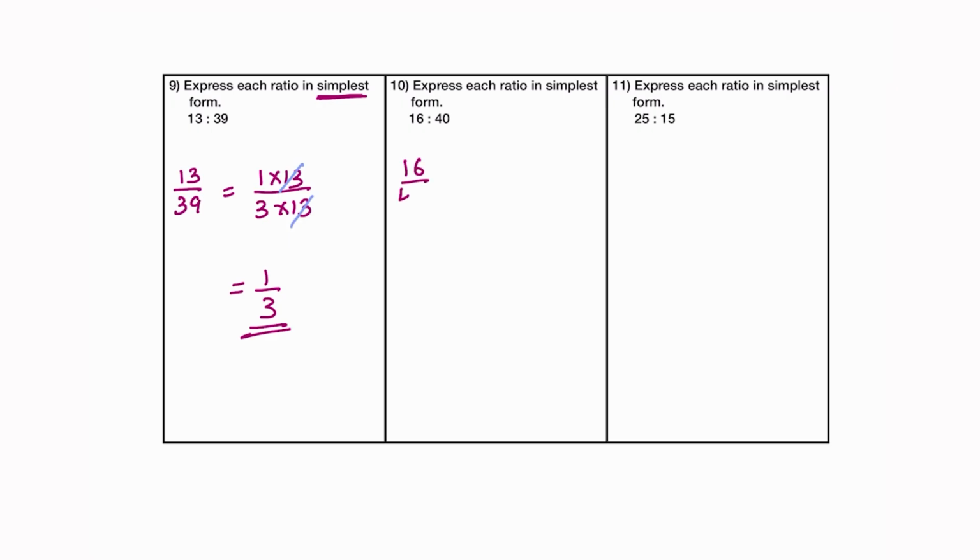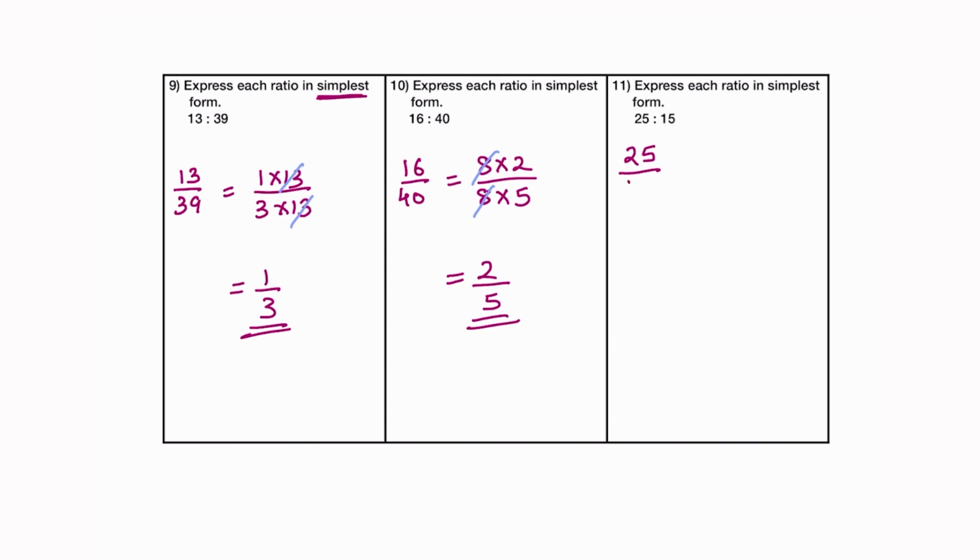Next, 16 over 40. So that is 8 times 2 and that's 8 times 5. So 8 and 8 out, which means this is 2 over 5. No common factors between 2 and 5, right? So that tells us we have done the simplest form. Do you see how important your times tables are?